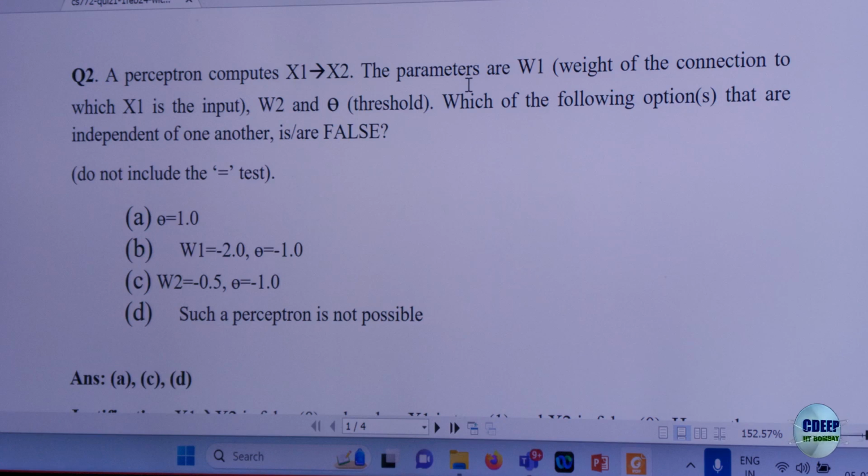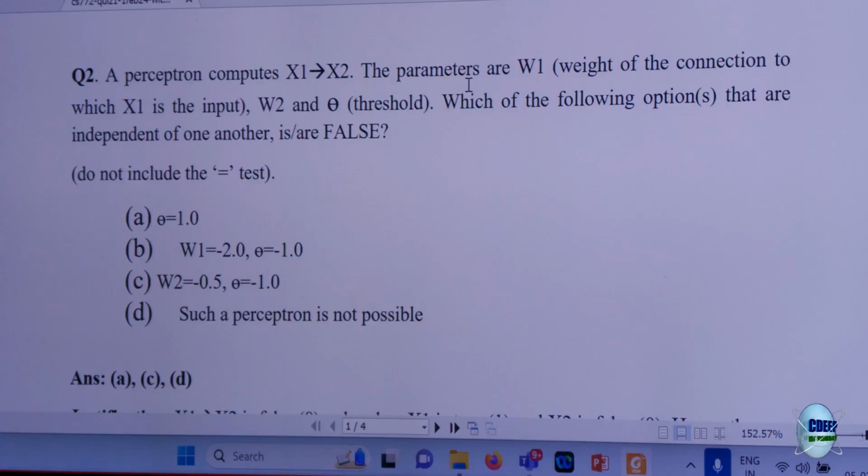Next question. Here your foundation is required, okay? Yash, please don't talk. So a perceptron computes x1 implies x2. And the truth table of x1 implies x2 is such that only when x1 is 1 and x2 is 0, the total value is 0. Otherwise the value is 1 always. The parameters are W1, weight of the connection to which X1 is input, W2 for input X2, and theta, the threshold. Which of the following options that are independent of one another are false?